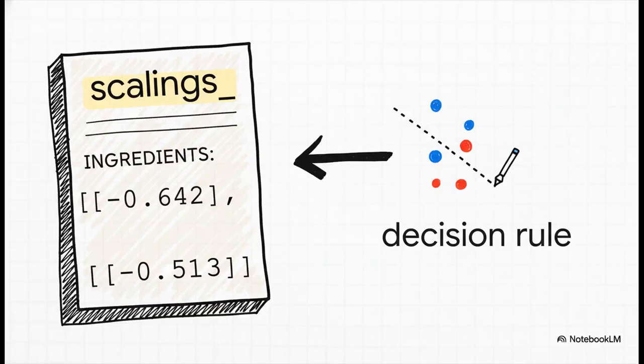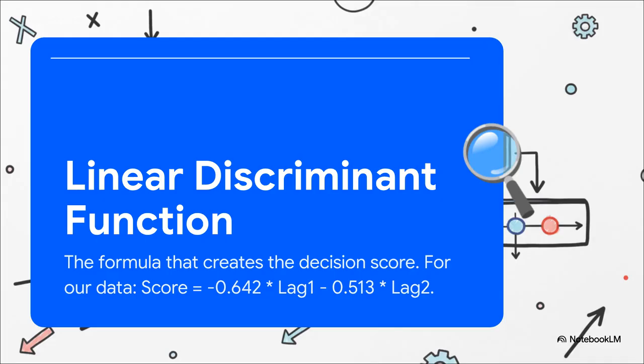And finally, we get to the most critical piece of the puzzle, the scalings_ attribute. The code spits out these 2 numbers, -0.64 and -0.51. These are the secret ingredients. And this slide illustrates perfectly what those numbers mean. They're the coefficients, the weights, in a simple linear equation. LDA takes our predictors, lag 1 and lag 2, and uses these weights to cook up a single score. This equation defines the decision boundary. This is the line that LDA has learned to draw to best separate the up days from the down days.